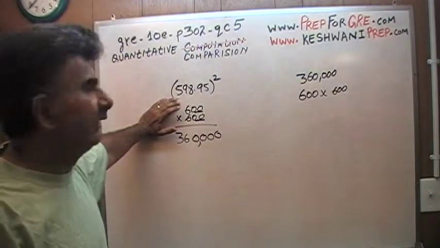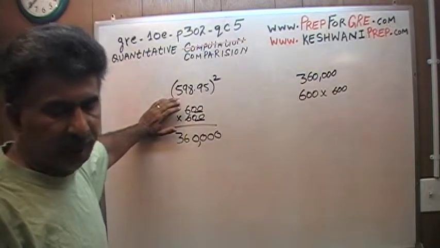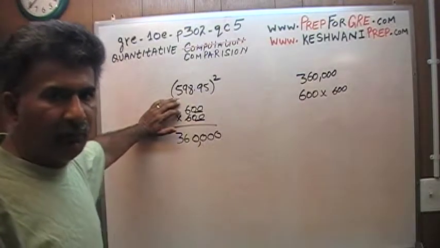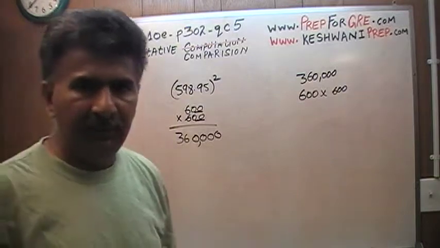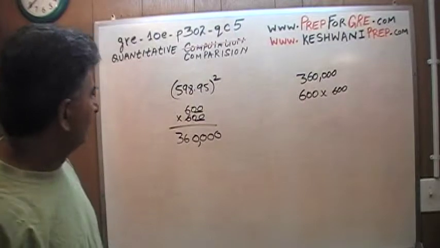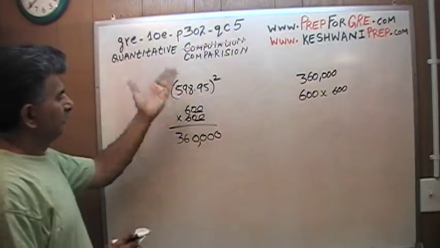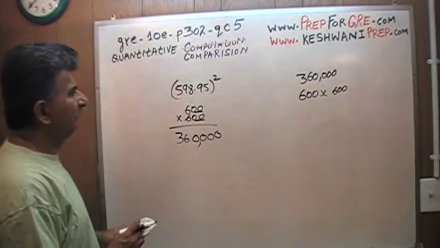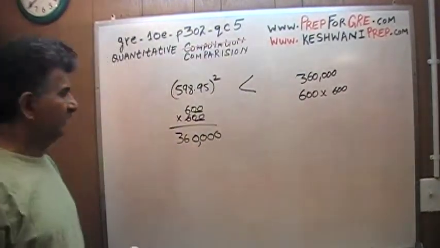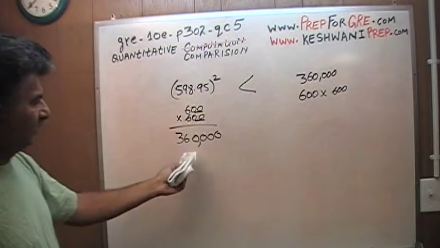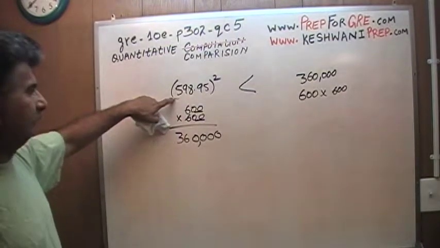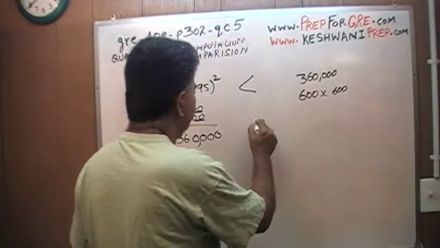We are not interested in the fact that it is 598.95. We have no interest in it. The point here is that whatever it is, it is less than 600. Therefore, the square of something less than 600 would have to be something less than 360,000. That's all. So 598.95 times itself is going to be less than 360,000 because 600 times 600 is exactly 360,000, and this is less than 600. That's all it is. That's it. The answer is B.